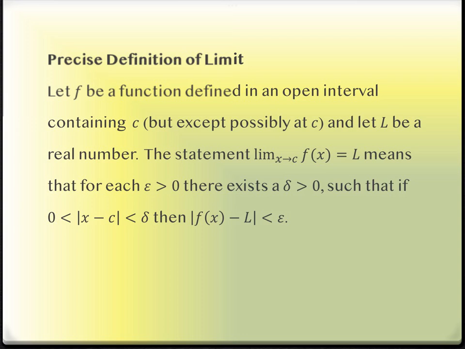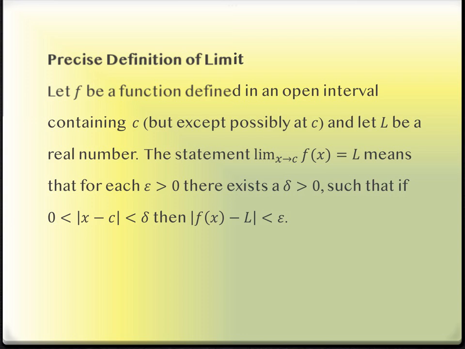The statement, the limit as x approaches c of f of x equals L, means that for each epsilon greater than 0, okay, that's the epsilon we just did in the problem before, there will be a corresponding delta. That's what we figured out was epsilon over 5, such that if 0 is less than |x minus c| is less than delta, then |f of x minus L| is less than epsilon.